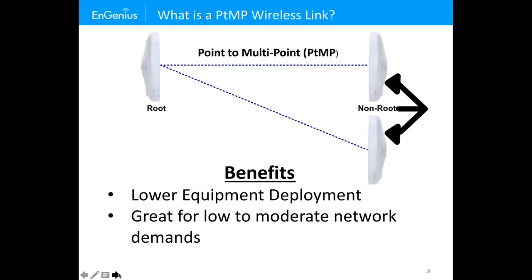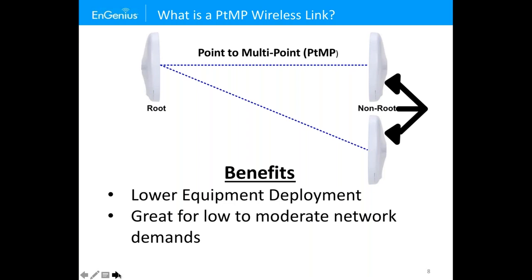So let's talk about a point-to-multipoint. In a point-to-multipoint, we actually have several non-roots to a root. In this particular example, we have a 2-to-1 ratio, so 2 non-roots to 1 root. They could grow even more depending upon the capacity of the link. You could do 3-to-1, 4-to-1, 5-to-1. It could go even higher.